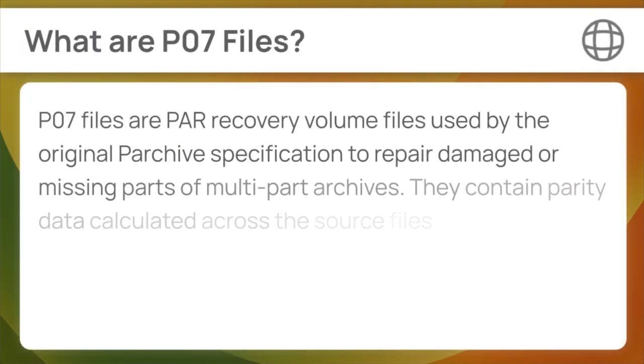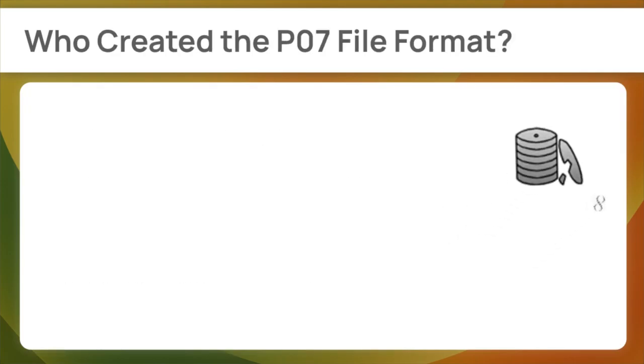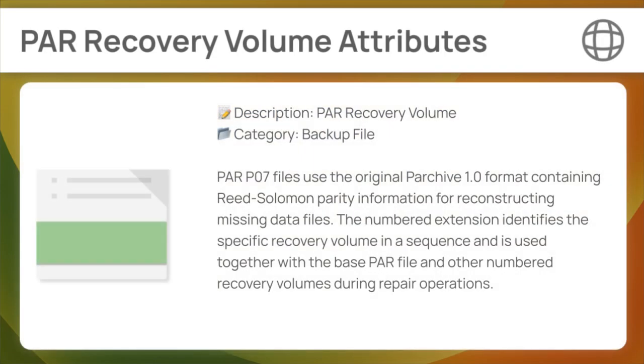P07 files are PAR recovery volume files used by the original Parchive specification to repair damaged or missing parts of multi-part archives. They contain parity data calculated across the source files, commonly distributed with RAR archive sets posted to Usenet newsgroups for reliable transfer. PAR P07 files use the original Parchive P07 format, containing Reed-Solomon parity information for reconstructing missing data files.